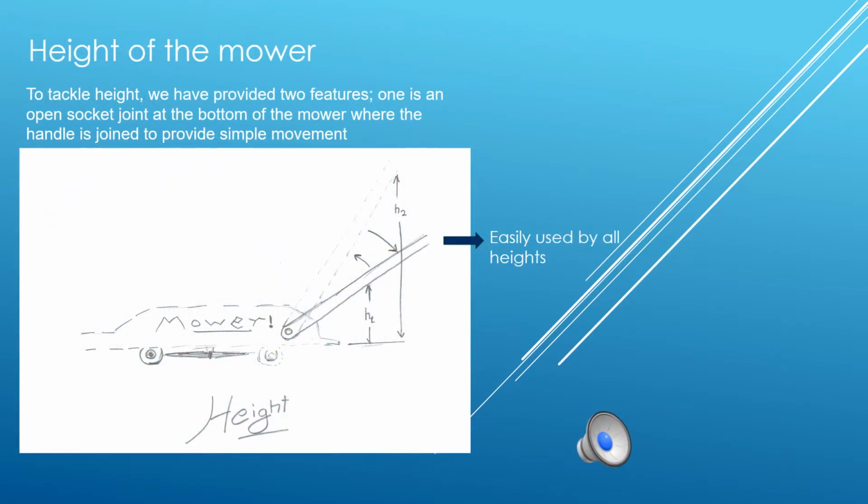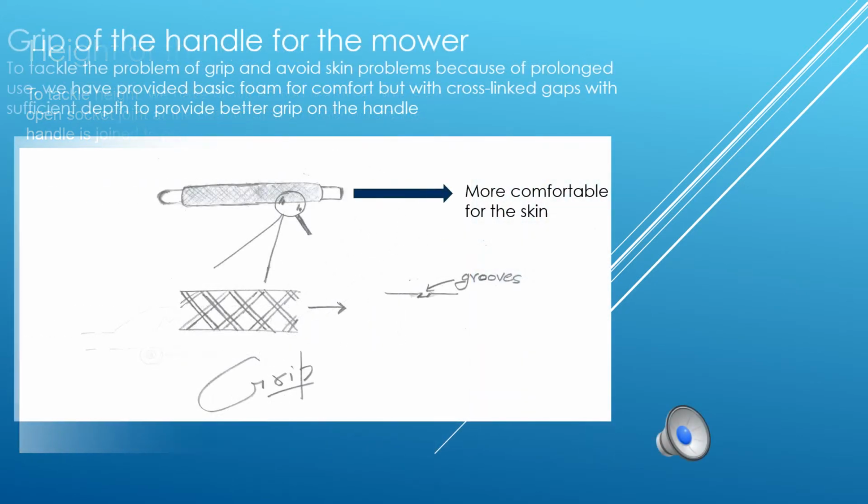To tackle the height, we provided two features. One was an open socket joint at the bottom of the mower where the handle was joined to provide simple movement. In order to tackle the problem of grip and avoiding skin problems because of the prolonged usage, we had provided basic form for comfort, but with cross-link gaps with sufficient depth to provide better grip on handle.